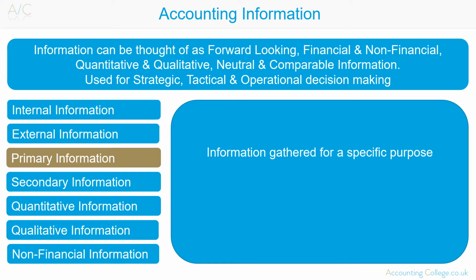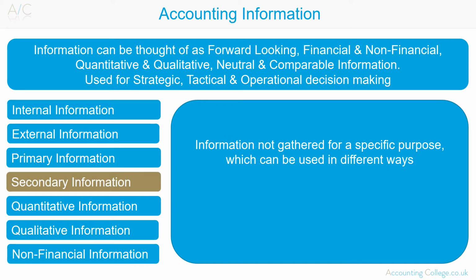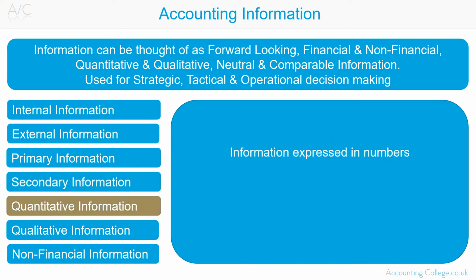Primary information is information gathered for a specific purpose, and secondary information is information not gathered for a specific purpose, but which can be used in different ways. Quantitative information is information expressed in numbers. Qualitative information is information expressed in words. It cannot be expressed in numbers. And non-financial information is information not expressed in terms of money.